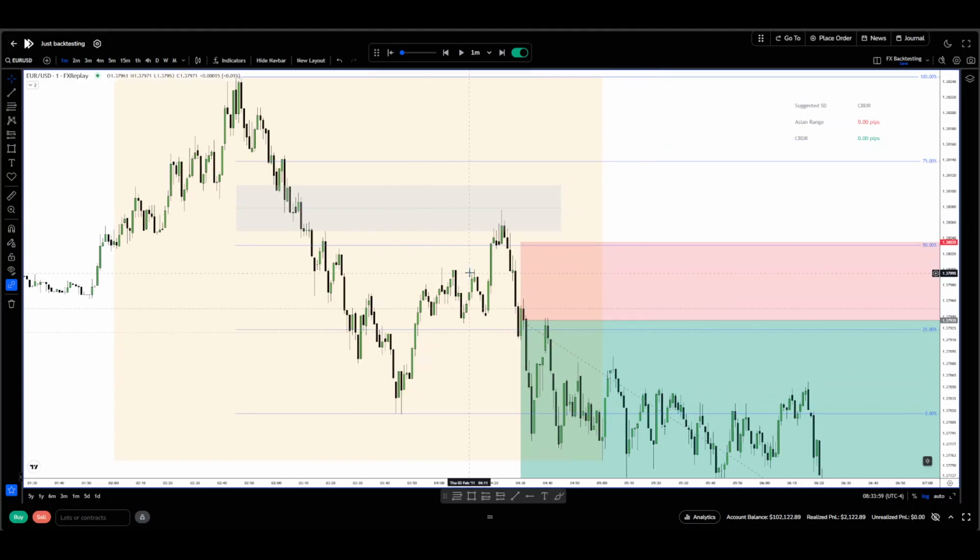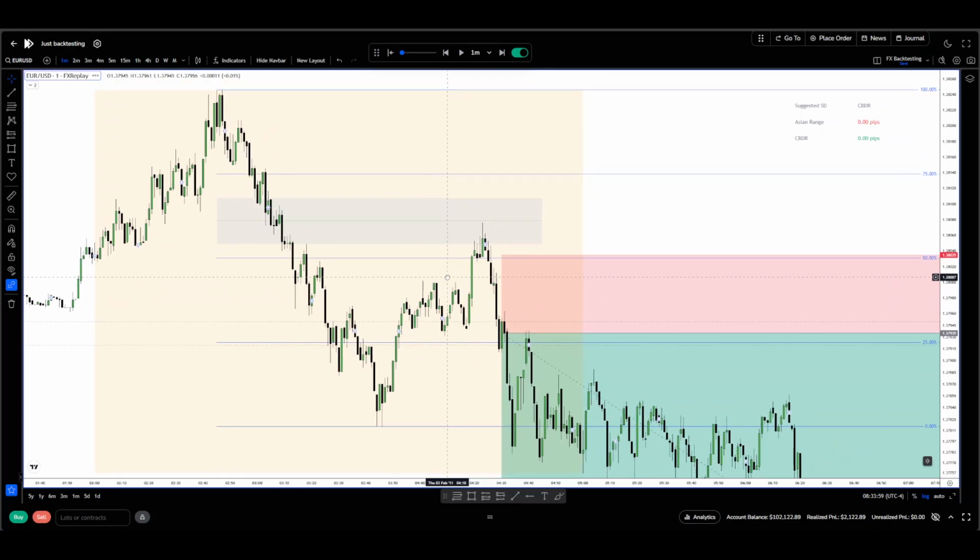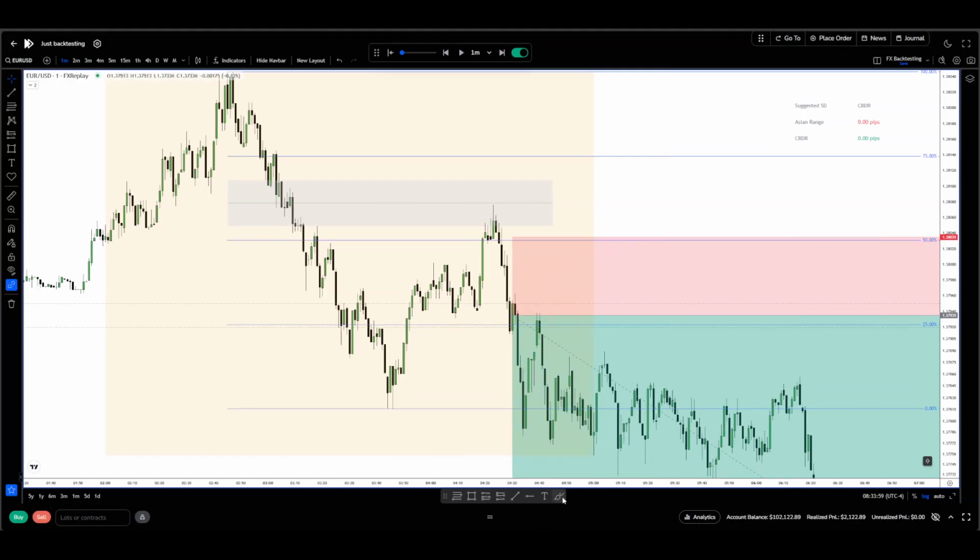Price trades higher, creating equal highs. And this is the power of 3. Consolidation, manipulation, distribution. There we go.